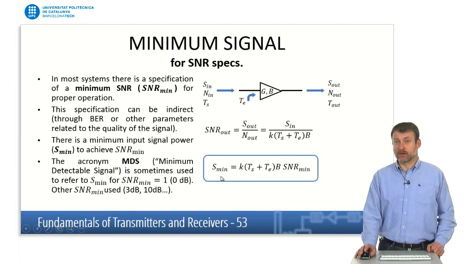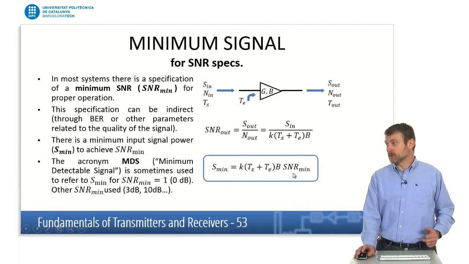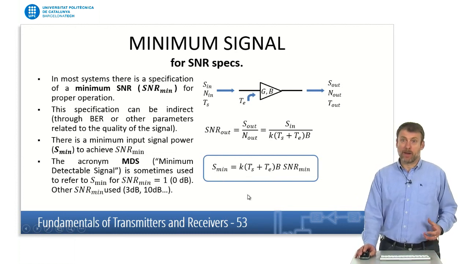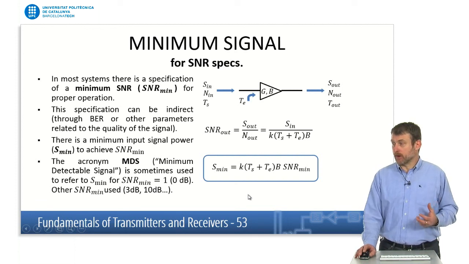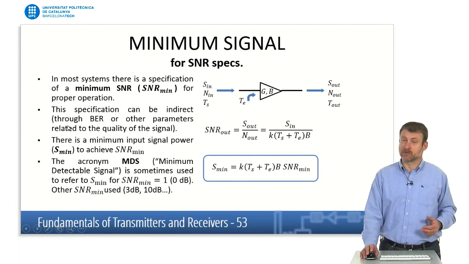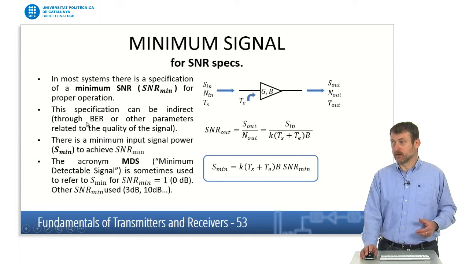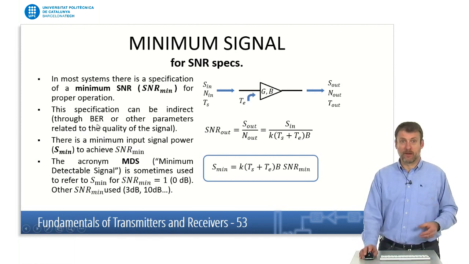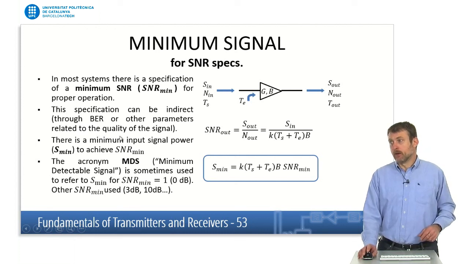I have to say that in many instances, this required signal-to-noise ratio might not be directly specified. It may be an indirect specification, for example, through another parameter such as the bit error ratio or another parameter related to the quality of the signal, right?